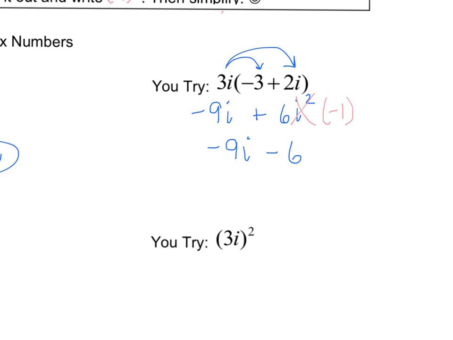Hopefully you distributed and got negative 9i plus 6i squared. Cross out the i squared, and you're left with negative 9i minus 6 because positive 6 times negative 1 is negative 6. So the last thing we should do is flip-flop so the negative 6 is first and then the minus 9i is second.